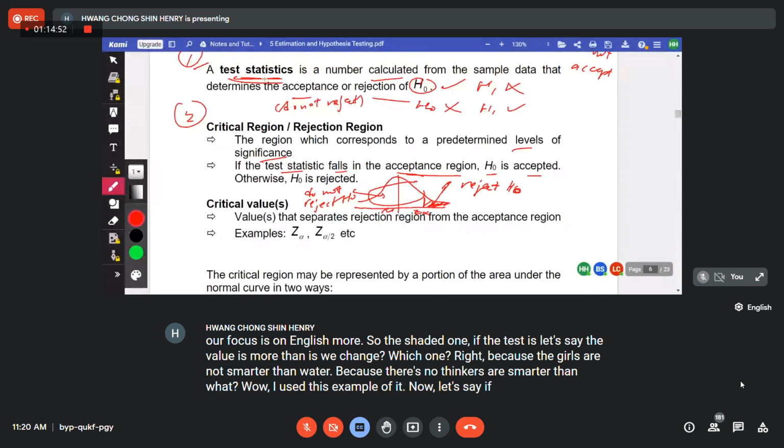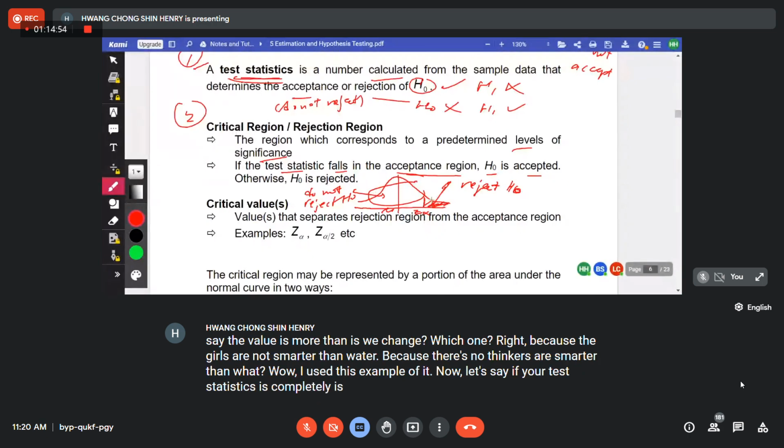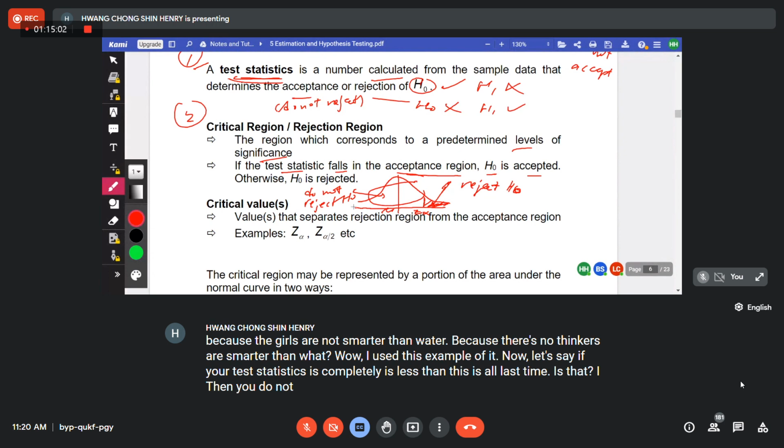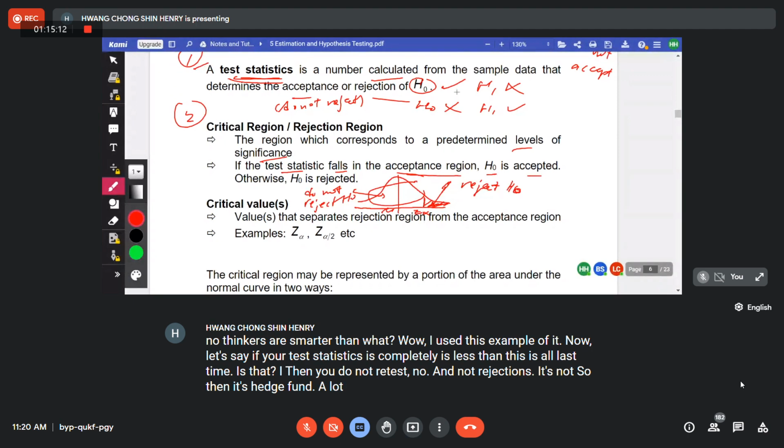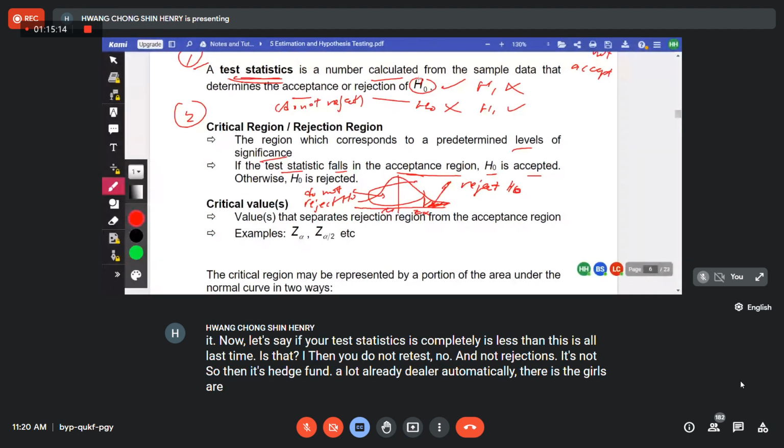Now, let's say your calculated test statistic is less than this set alpha value. Remember this alpha value. If it is less than this, on the left hand side, then you do not reject H0. Not reject means what? H0 is correct. You don't reject means H0 is true. So that means H1 is wrong automatically. That means the girls are smarter than boys, because H0 wins already. True.